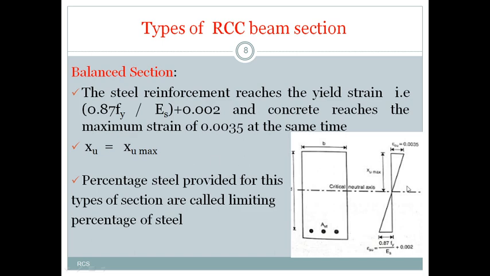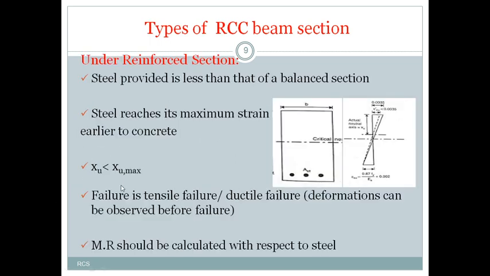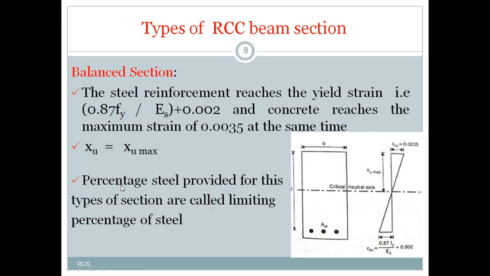When can it be achieved? It is achieved when the strain in concrete and the strain in steel reach their maximum permissible values at the same time. Here, the percentage of steel provided for this type of section is called the limiting percentage of steel. Dear students, don't think that limiting means a limited value. It is not a limited value. Limiting here means the maximum value, how much maximum we can provide. How much maximum percentage of steel we can provide for the section is called the limiting percentage of steel.